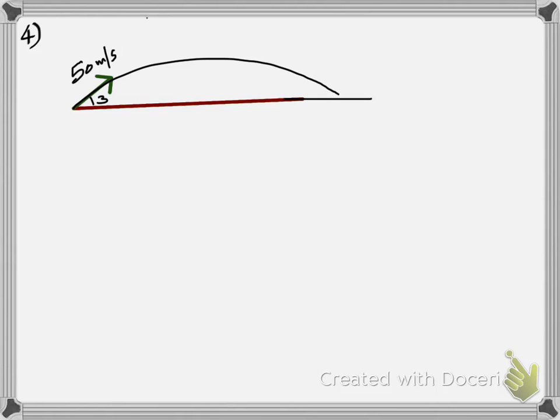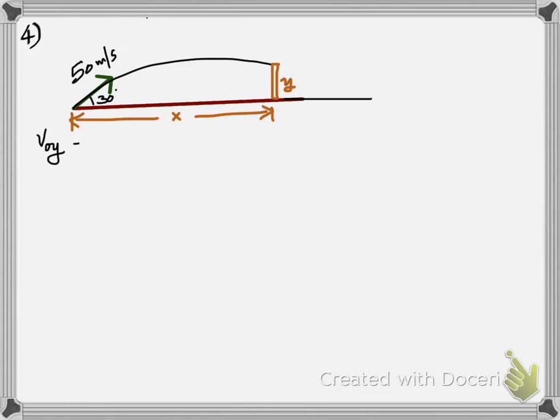And the angle is 30 degrees. So what do you do first? You resolve it or break it down into its two components. It says, what are the x and y distances from where the projectile was launched to where it lands 3 seconds later? So that's the x distance, and that is the y, as you can see.